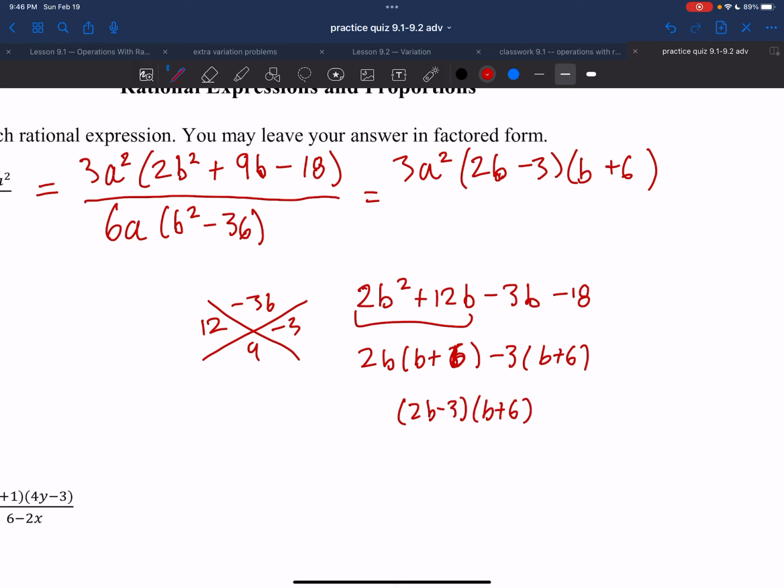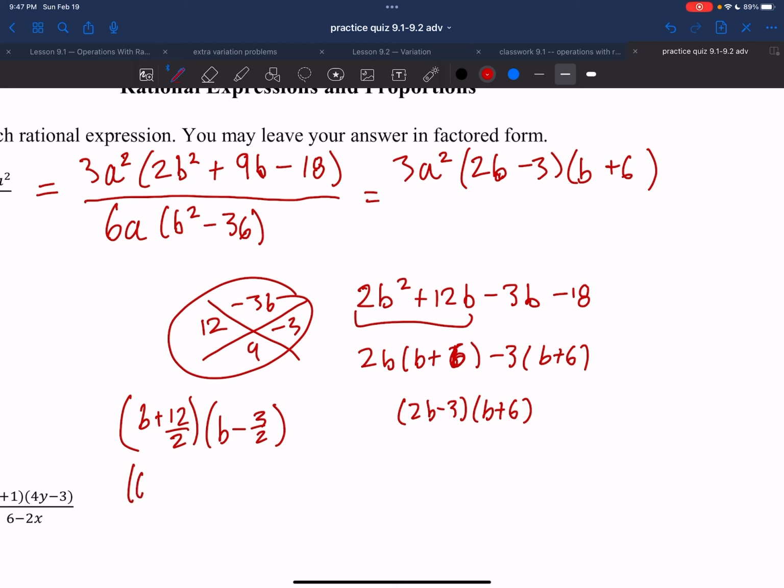Okay? You could also do the kick it method, right, which is just to do from this step to say b plus 12 over, my leading coefficient was 2, and then b minus 3 over 2, and then 12 over 2 is 6, so that's b plus 6. B plus 6. But then this doesn't reduce, so I kick it, so it's 2b minus 3. And that's kick it method.